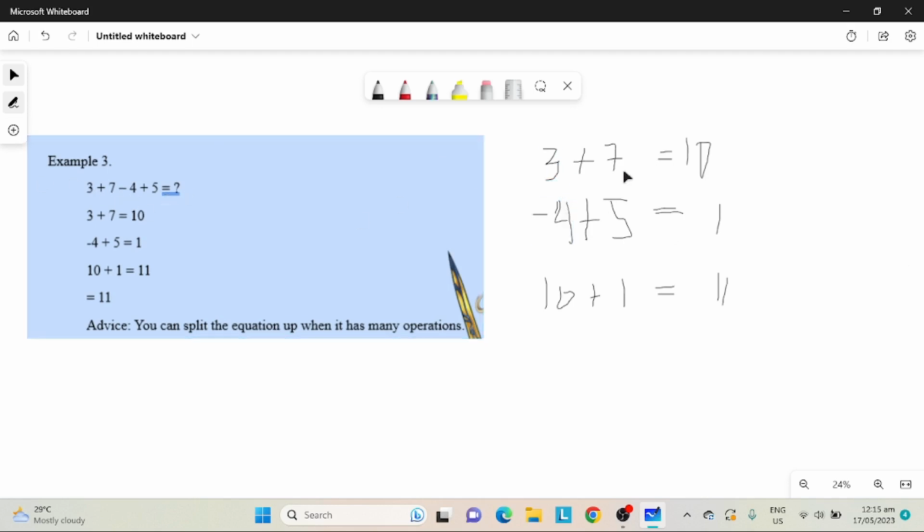3 plus 7, I first add them up, which leads to 10. After that, I do the negative 4 and the positive 5, which leads to positive 1. Then I bring down the 10, and also bring down the 1. Whatever the sign of this number is should be the operation used here. If it is negative 1, it should be negative 1. If it is positive 1, it should be positive 1. Then I do the operation, which is 10 plus 1 is equal to 11.